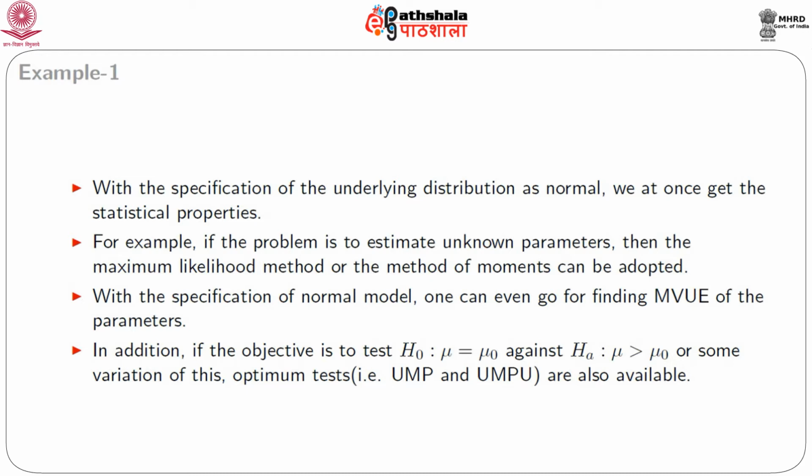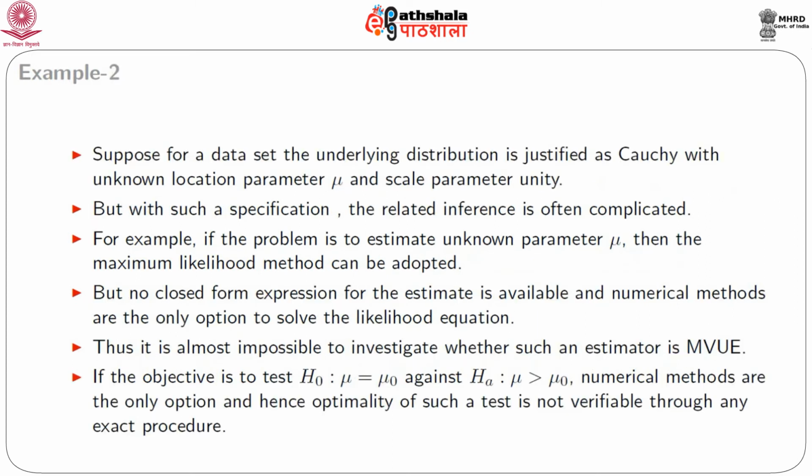For example, if the problem is to estimate unknown parameters, then the maximum likelihood method or the method of moments can be adopted. With the specification of the normal model, one can even go for finding the MVUE, that is the minimum variance unbiased estimator of the parameters. In addition, if the objective is to test the null hypothesis mu equal to mu naught against mu greater than mu naught, or some variation of these, for a known value of mu naught, optimum tests, that is uniformly most powerful and uniformly most powerful unbiased tests, are also available.